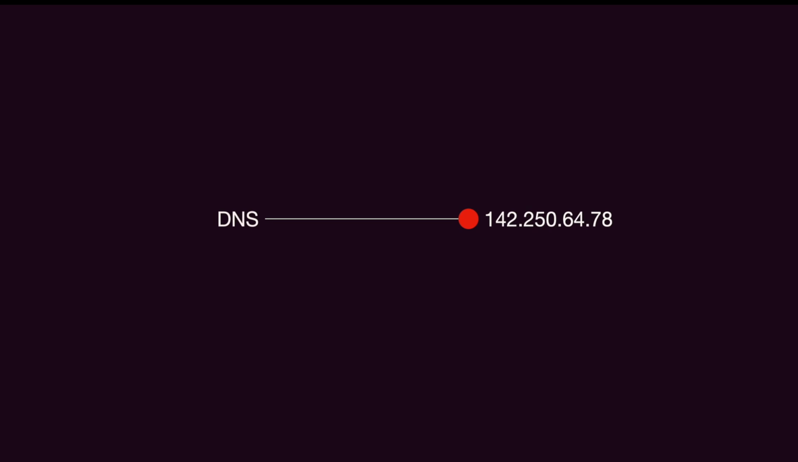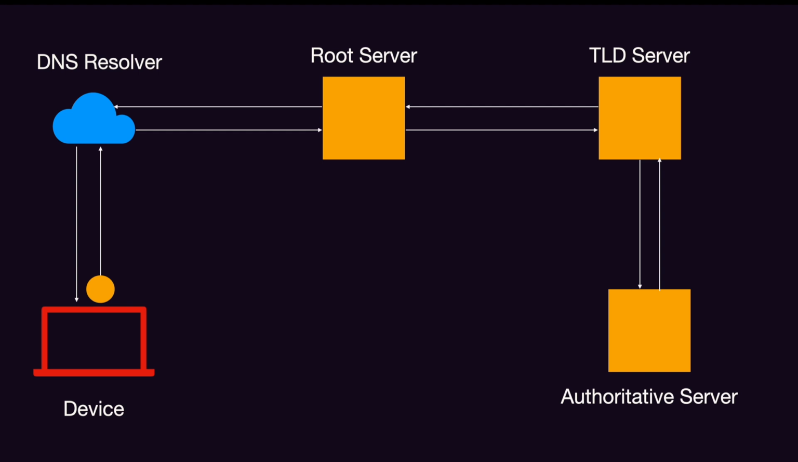Now let's understand step by step how DNS works. It starts with the user entering a domain. You open your browser and type www.google.com. The browser needs the IP address of the domain to load the page.